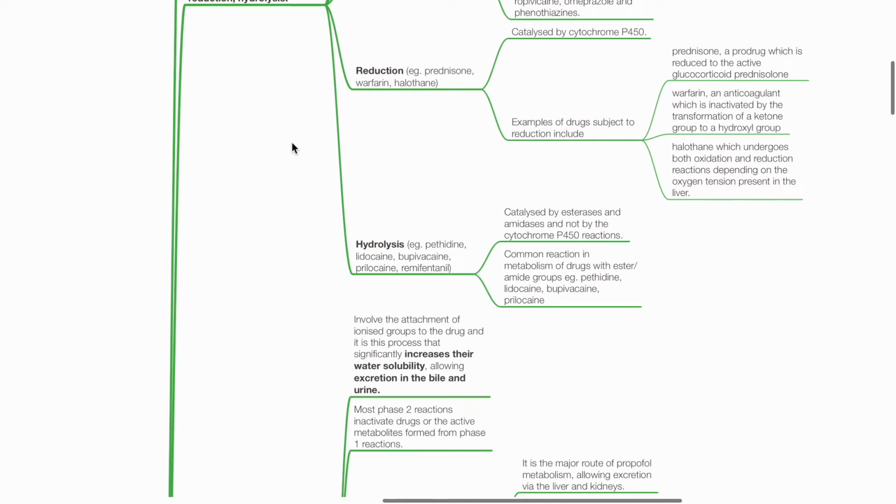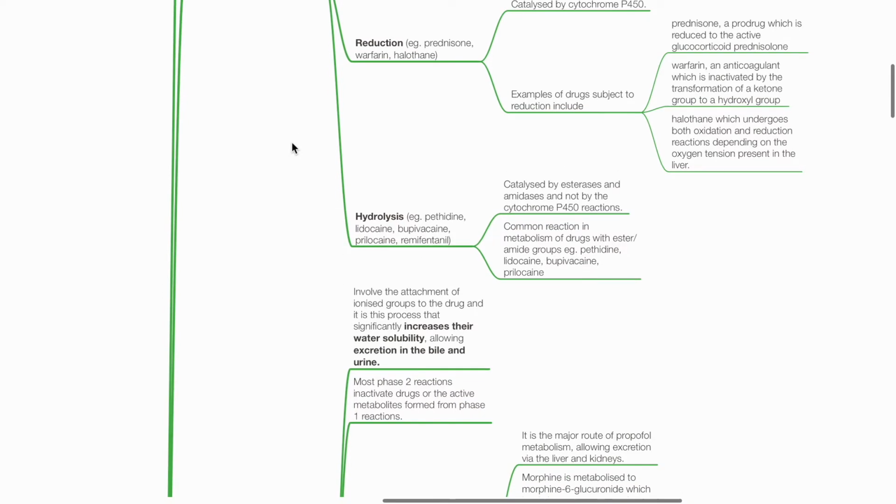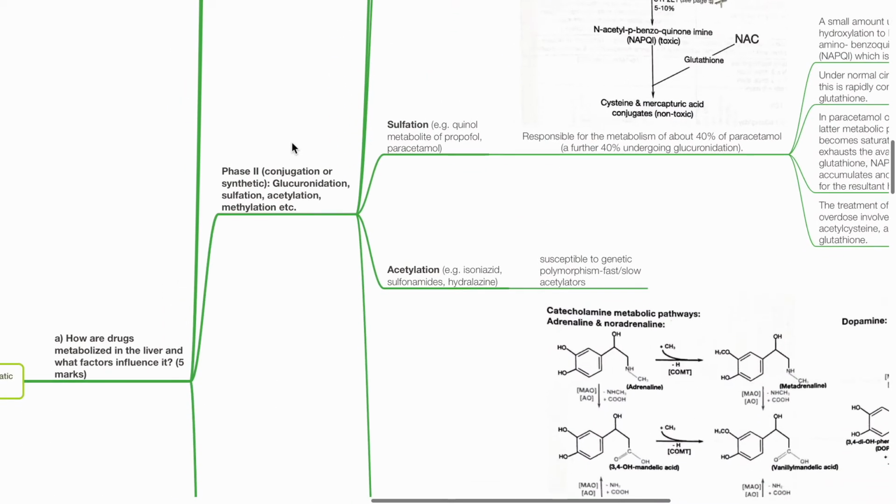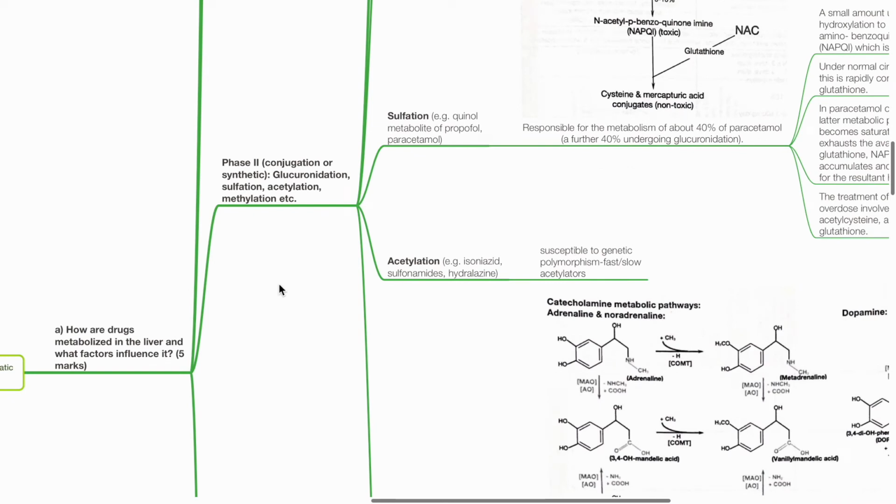Hydrolysis is catalyzed by esterases and amidases. Drugs with ester or amide groups such as pethidine, lidocaine, bupivacaine, and prilocaine undergo hydrolysis. Phase 2 reactions involve glucuronidation, sulfation, acetylation, methylation, etc.